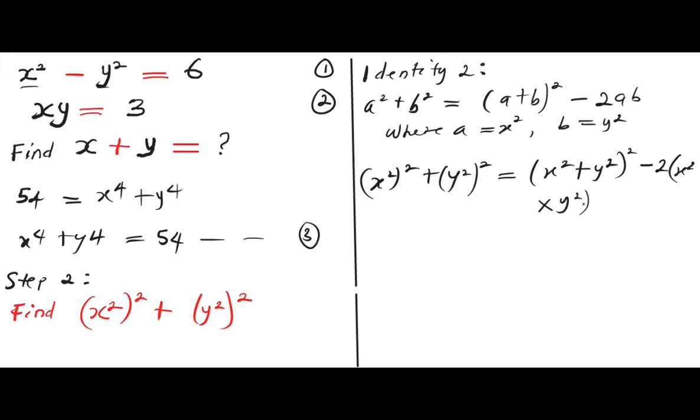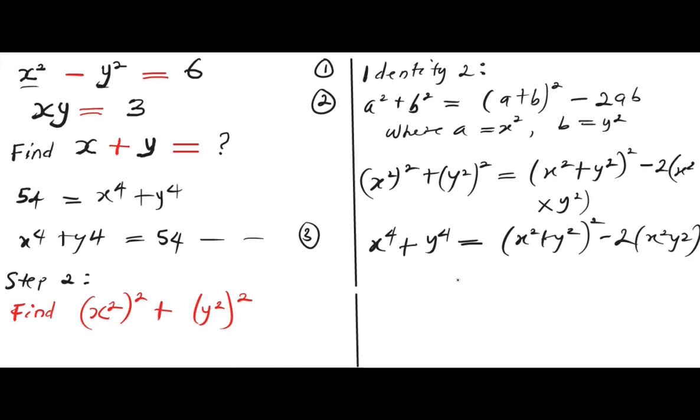Okay, so let's simplify this. x squared raised to the power of 2, you multiply the index using your law of indices, so you're going to have x raised to the power 4 plus y raised to the power 4. Using the same principle, this equals x squared plus y squared all squared minus 2 into x squared y squared, because if you multiply x squared times y squared, you're going to have x squared y squared.